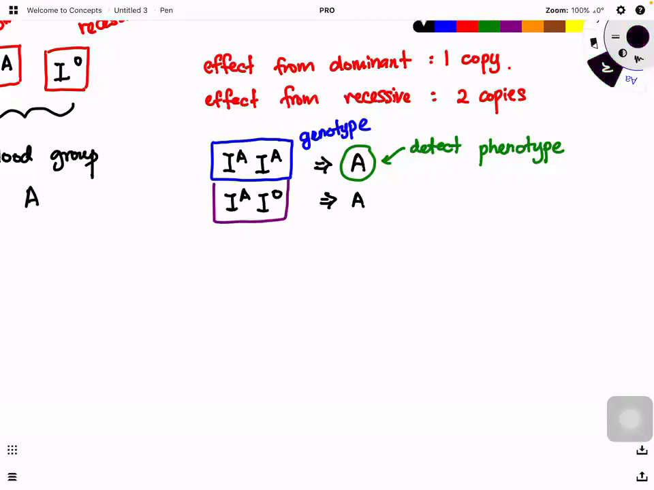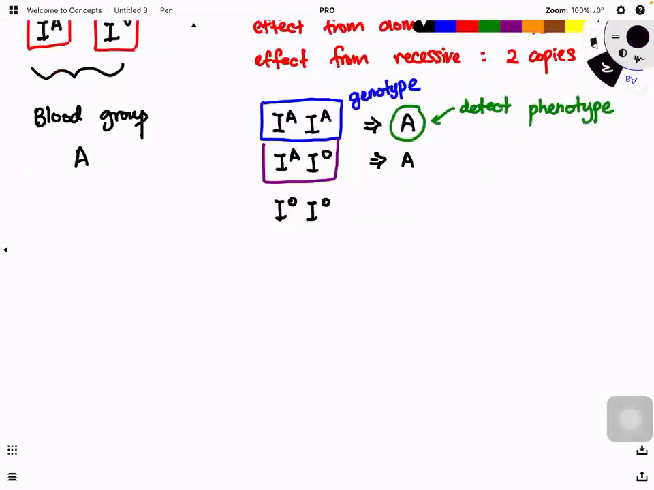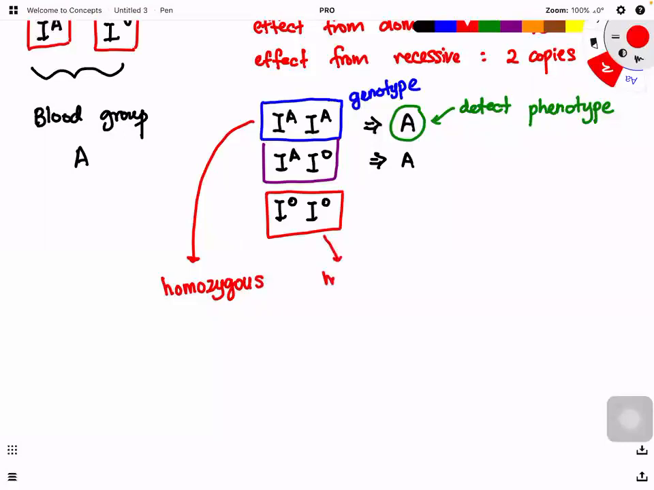Okay. So if you look at this again, you have IA IA, and I may have another example of IO IO. Can you see that? When you have two copies of the same allele, we term it as homozygous. Same goes to IO IO, also homozygous. Homo means same. Homologous, right? Logous means locus. Homo means the same locus, same gene. So homologous. In this case, homozygous.